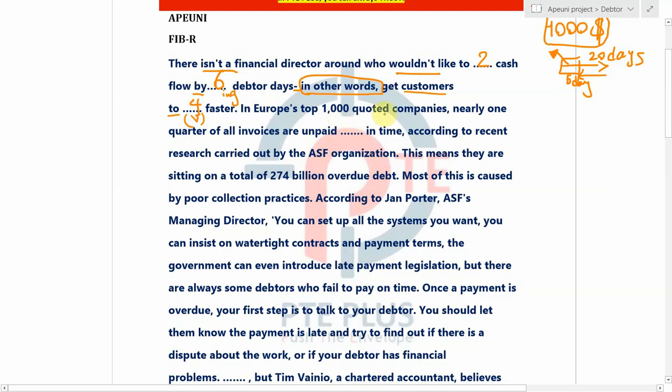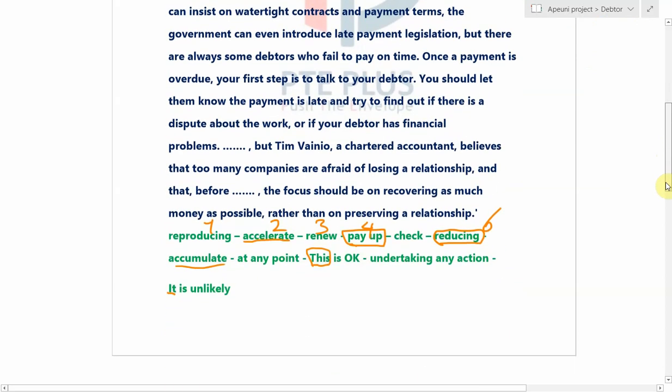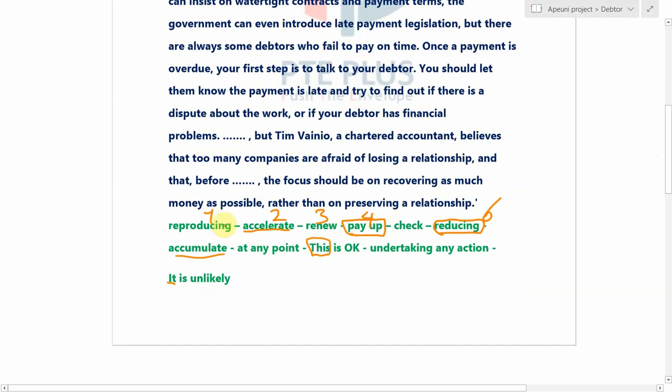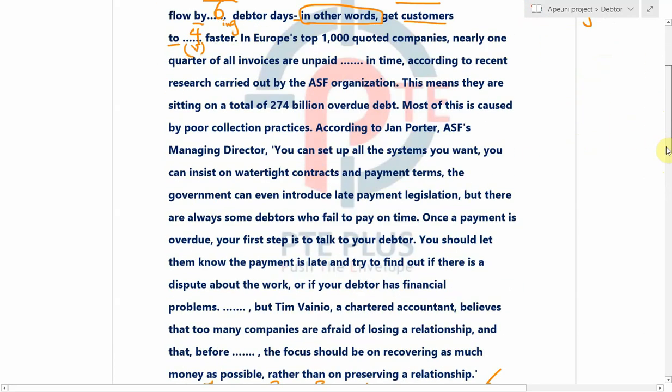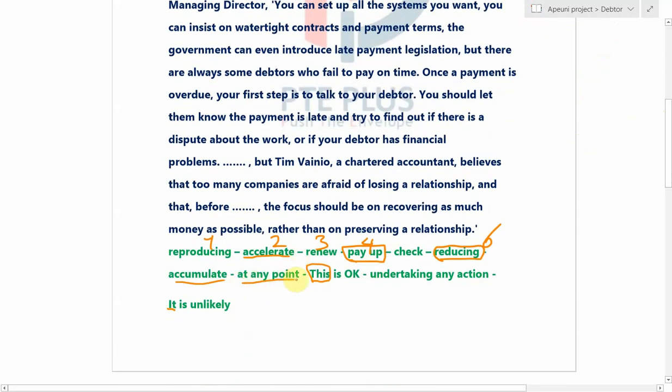In Europe's top 1,000 quoted companies, nearly 1/4 of all invoices are unpaid in time. What do we need here? According to recent research carried out by the organization, all the invoices are unpaid in time. The options are reproducing, accumulate, at any point, renew. What do we need here? Unpaid in time. We need the phrase at any point.